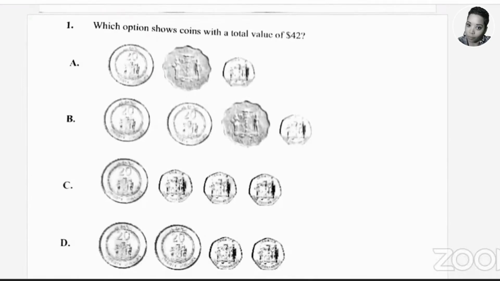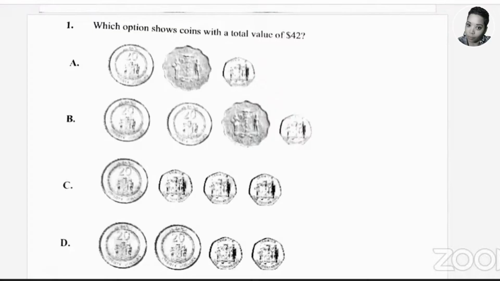Where possible, I will do the calculations, but sometimes in the interest of time, and to allow you also to do your own workings or show your own workings, I may not always work the questions. All right, so in this first question, it says, which option shows coins with a total value of 42?